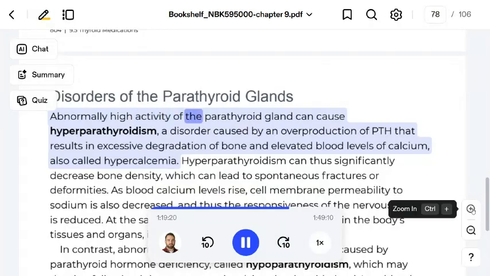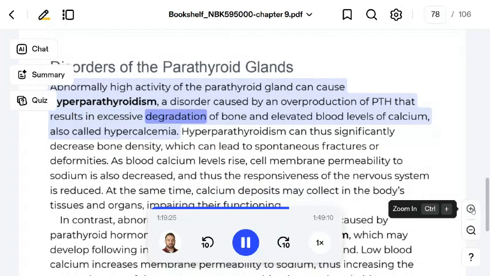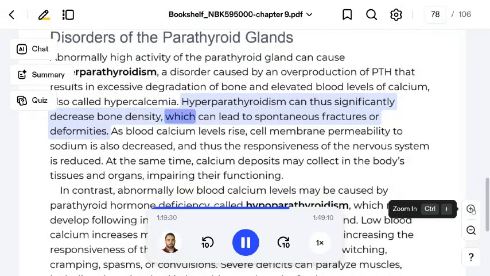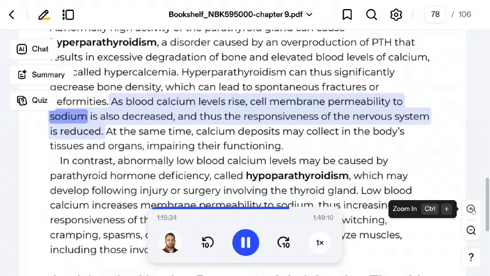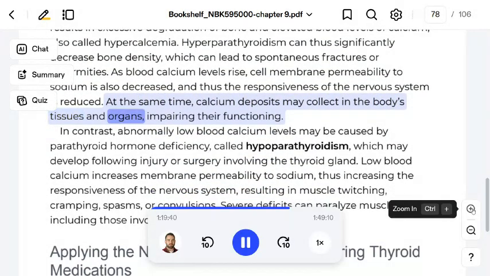Abnormally high activity of the parathyroid gland can cause hyperparathyroidism, a disorder caused by an overproduction of PTH that results in excessive degradation of bone and elevated blood levels of calcium, also called hypercalcemia. Hyperparathyroidism can thus significantly decrease bone density, which can lead to spontaneous fractures or deformities. As blood calcium levels rise, cell membrane permeability to sodium is also decreased, and thus the responsiveness of the nervous system is reduced. At the same time, calcium deposits may collect in the body's tissues and organs, impairing their functioning.